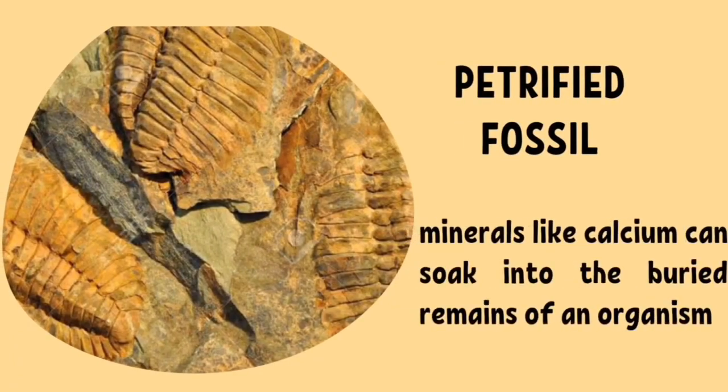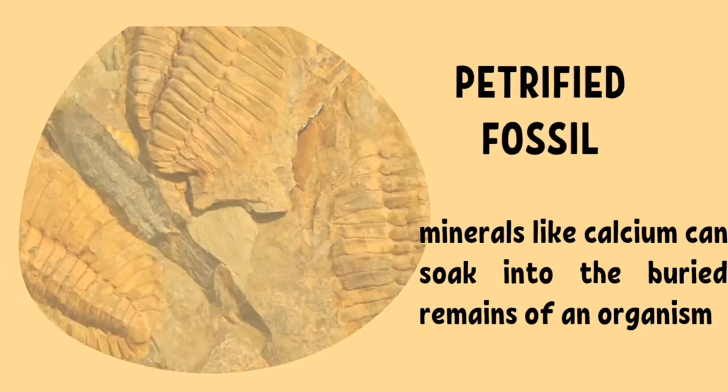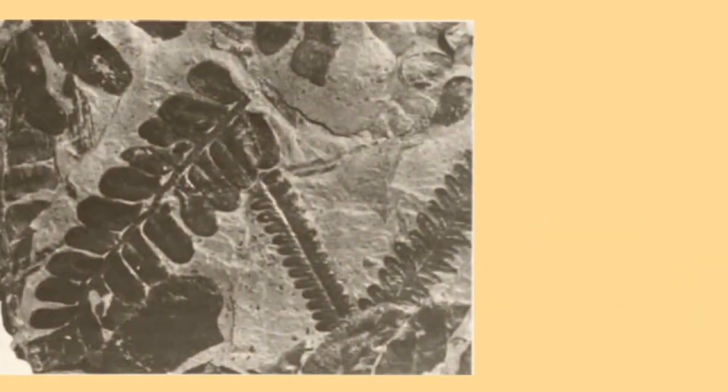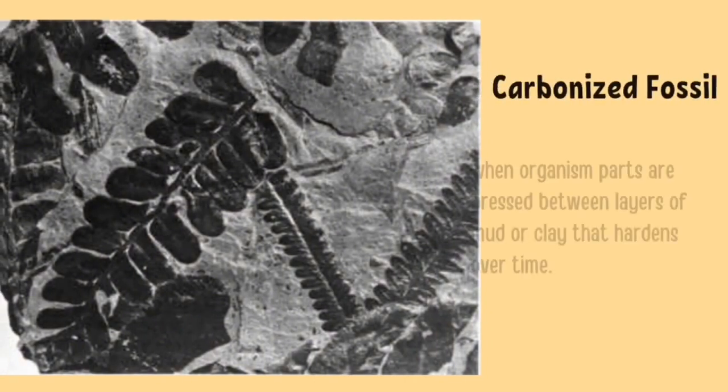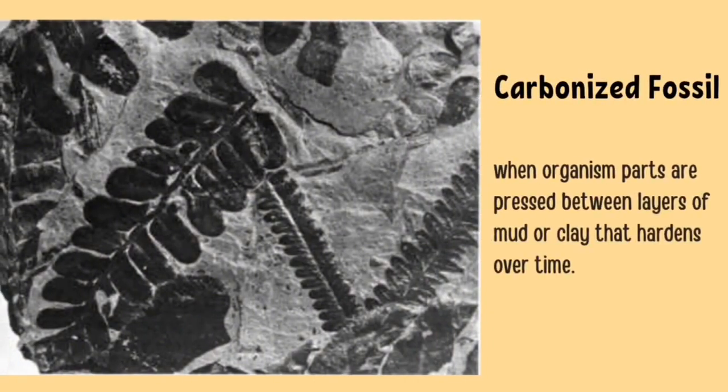Petrified fossil or permineralized fossil: minerals like calcium can soak into the buried remains of an organism. The mineral replaces the remaining bone and changes it into rock. Carbonized fossil: when organism parts are pressed between layers of mud or clay that harden over time, squeezing the decaying organism away and leaving a carbon imprint in the rock, since all living things contain carbon.